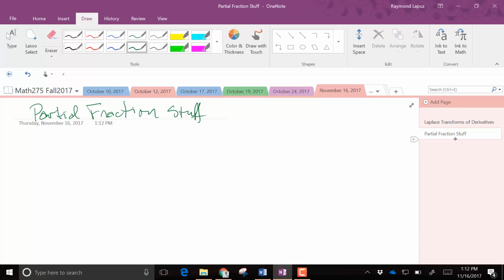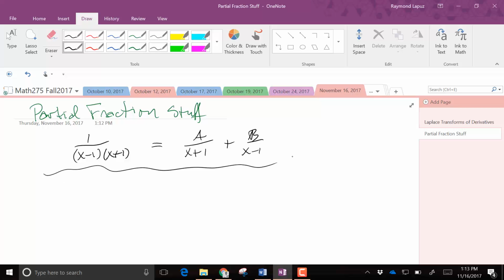Okay. Partial fraction stuff. So some of the key things that you want to try to remember about partial fractions. The simple cases are, we have an x minus 1, x plus 1. So those are two linear terms. The order doesn't matter as long as you're consistent with whatever you have on the right-hand side. So that's the simplest case.